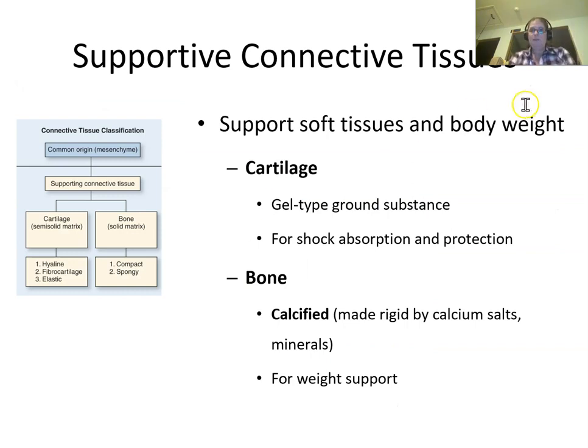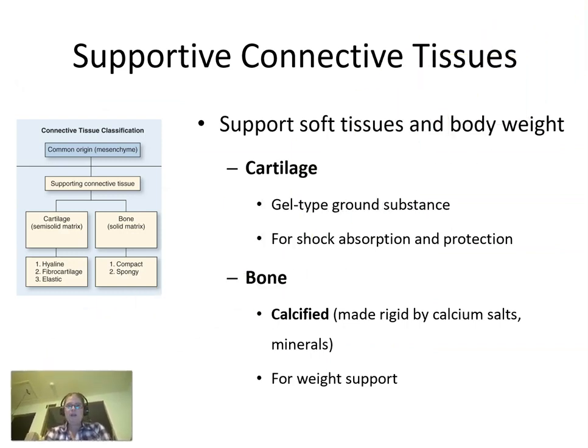All right, we're going to talk about supportive connective tissues. And in supportive, we're looking at things that help support our body, carry our body weight. And the two types of supportive are cartilage and bone. So they have similar functions, in that they're both critical for supporting our body, but they're very different in their ground substance composition. Cartilage tends to have more like a gel-like ground substance, where bone is calcified. And if you see calcified, it means it's hardened or rigid.